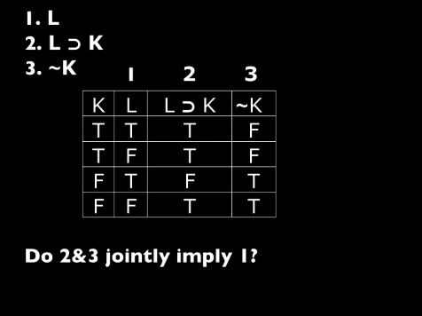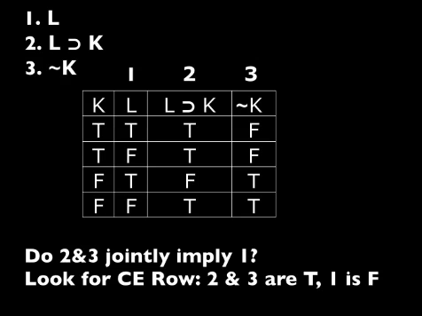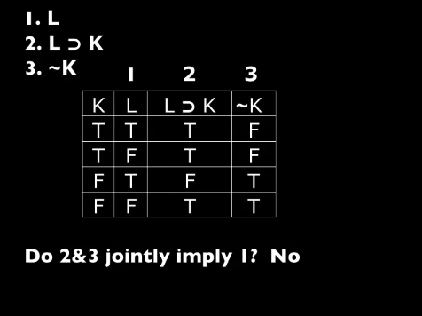And finally, I can ask, do 2 and 3 jointly imply 1? So now I'm looking for a counterexample row where 2 and 3 are true, but 1 is false. And sure enough, row 4, there is a counterexample row, so that implication does not hold.